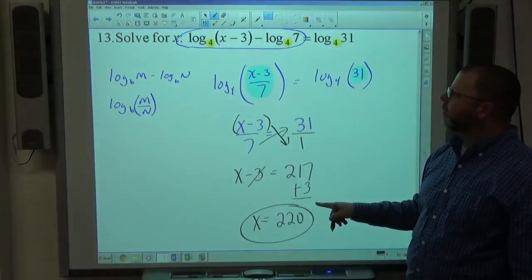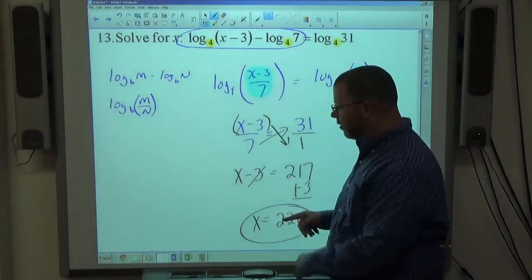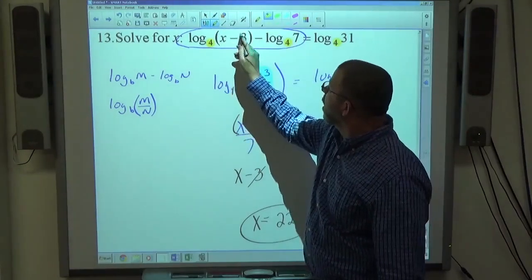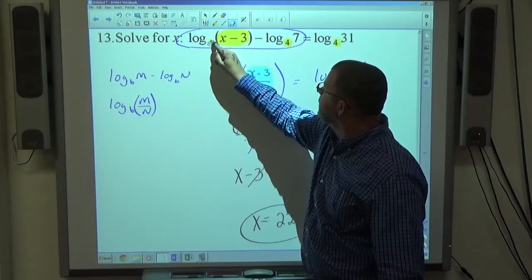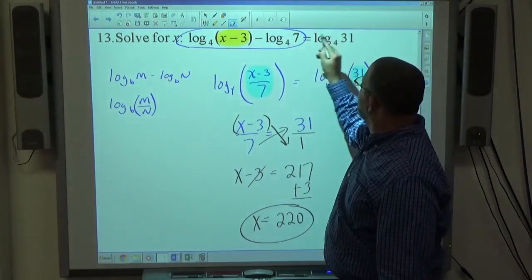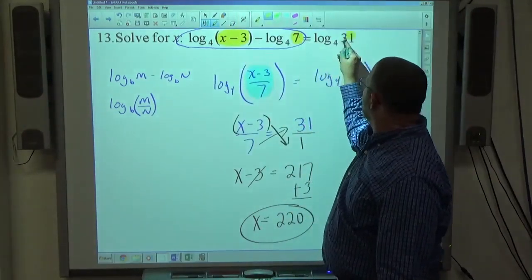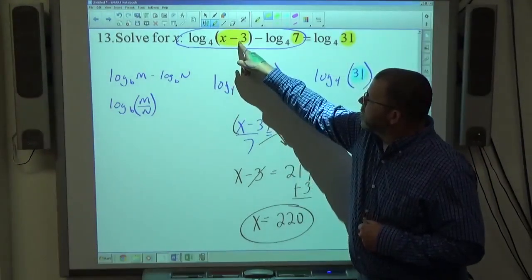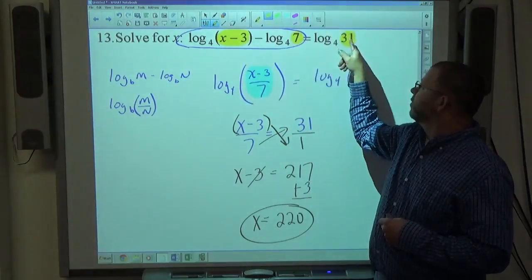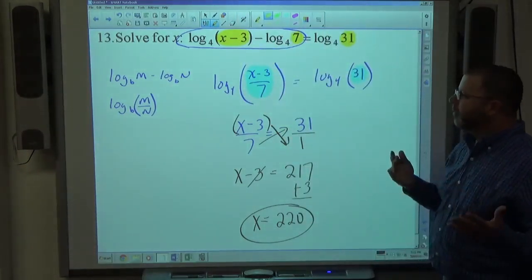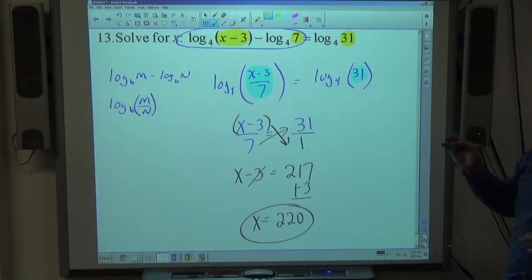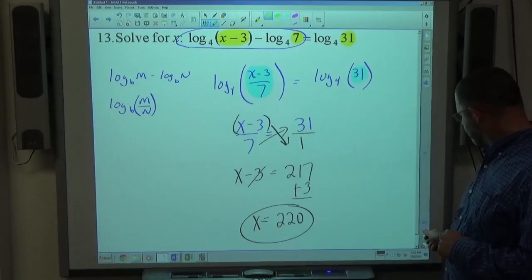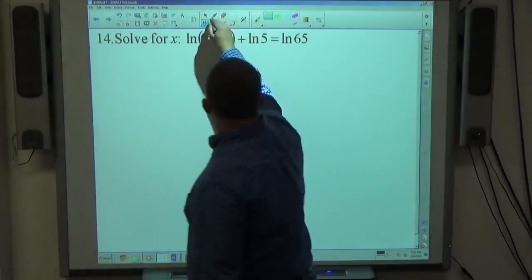And the only thing you have to check with logarithms, to make sure they're actually legally the right answer, is make sure all the arguments, and again when I say argument, what are we taking log of? Log of x minus 3, log of 7, log of 31. So those 3 things have to be positive. So 220 minus 3 is positive 217, 7 is positive, 31 is positive. That's a fine answer. Okay? You don't have to verify that it actually works. You just have to make sure all the arguments are positive, and that's all that really matters as far as that answer. Number 14, once again a logarithm problem.